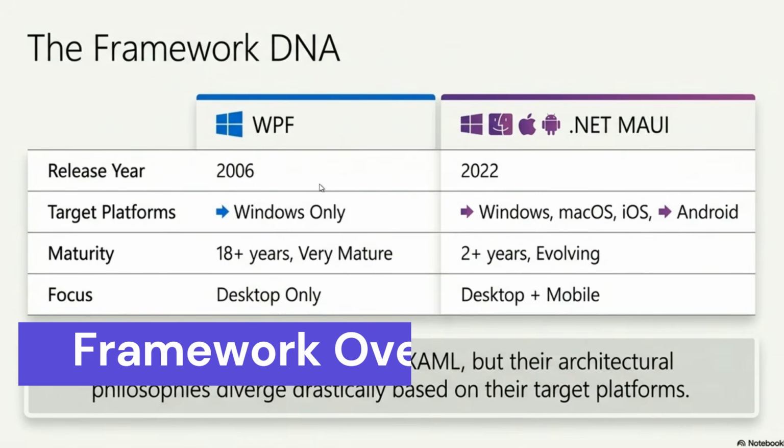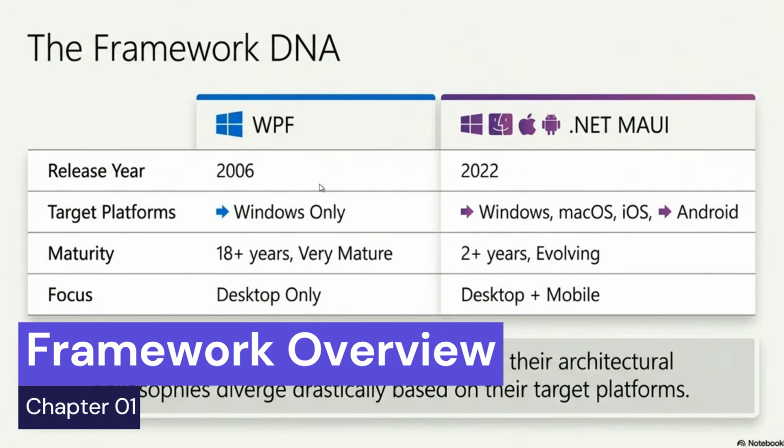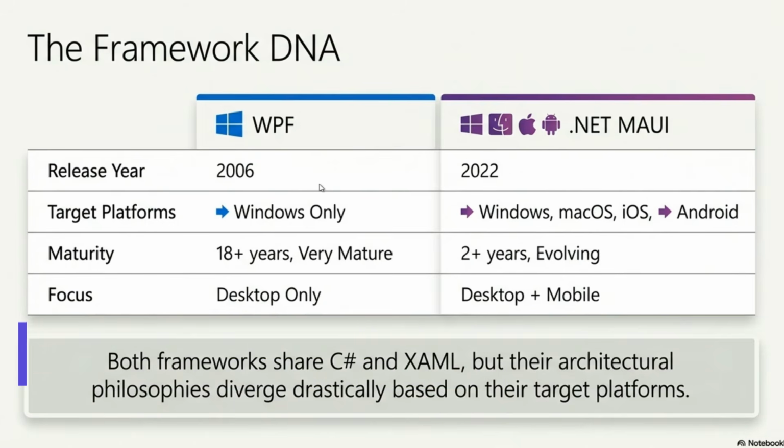Let's start with what these frameworks are. WPF, or Windows Presentation Foundation, has been Microsoft's flagship desktop UI framework since 2006. It's mature, stable, and exclusively designed for Windows desktop applications. .NET MAUI, which stands for Multi-Platform App UI, is Microsoft's newest cross-platform framework, released in 2022. MAUI is the evolution of Xamarin Forms, designed to build applications that run on Windows, macOS, iOS, and Android from a single code base.